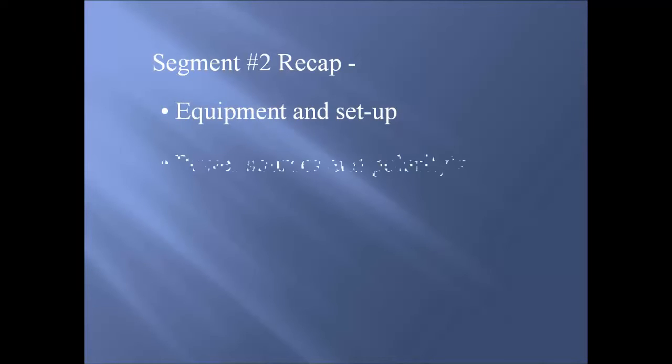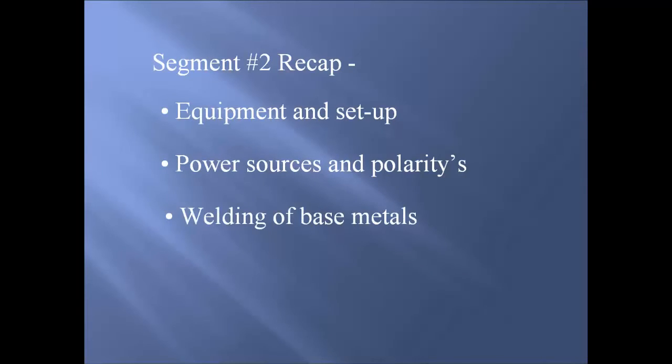Well, we have come to the end of this segment, and we hope this has either refreshed the basic welding fundamentals for you or has taught you a few things. We covered the basic equipment and setup, then the proper power sources and polarities, and finally the key points for successful welding of base metals using shielded metal arc welding, flux core arc welding, stud arc welding, and arc carbon air gouging processes. Please move to segment number 3.